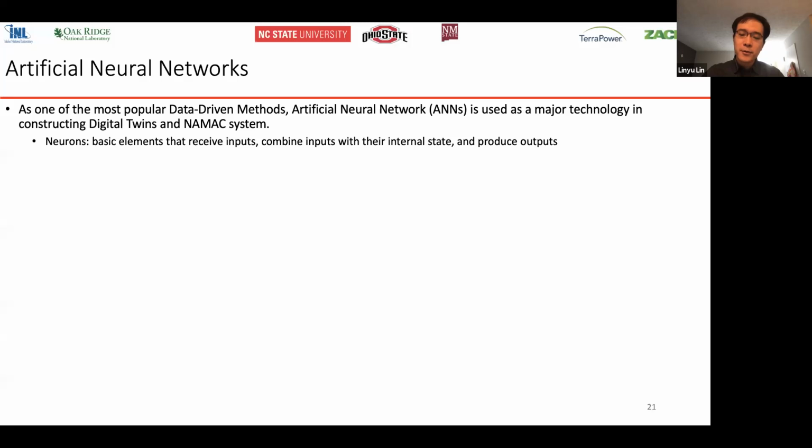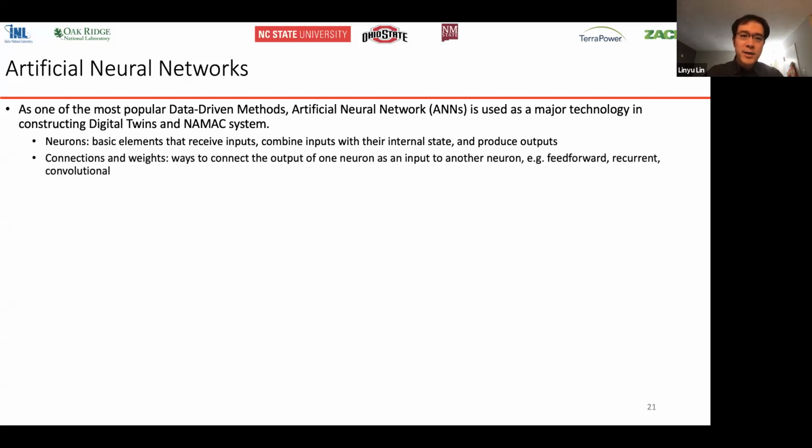There are a few major components of artificial neural networks. First is the neurons. They are the basic elements that receive inputs, combine inputs with their internal state, and produce the outputs. The second important component is the connections and the weights. That represents the ways to connect the output from one neuron to the input of another neuron. Examples of connections are feed-forward networks, recurrent networks, or convolutional neural networks.